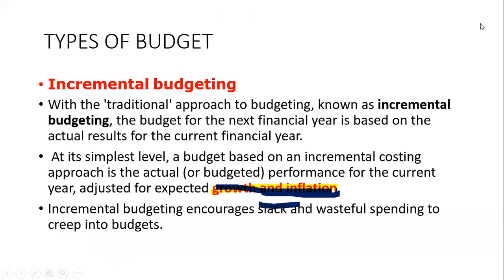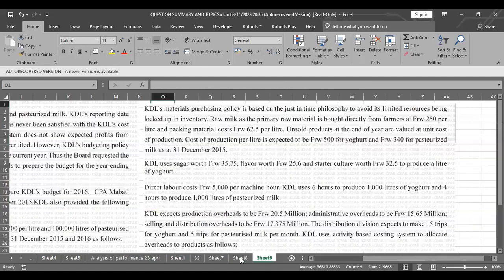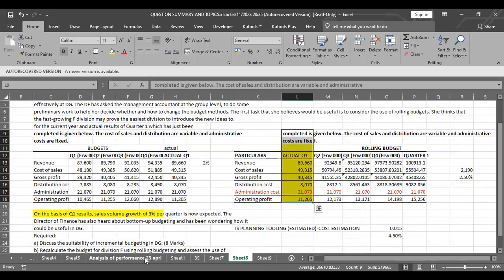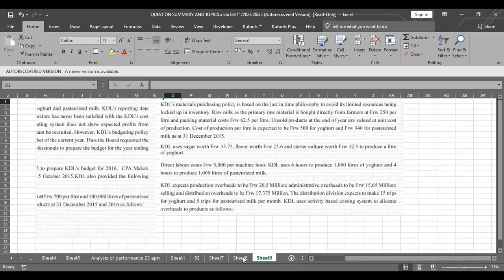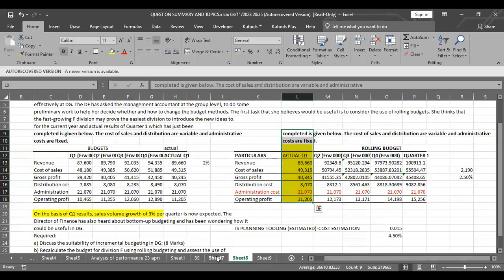Question, sir. Yes. Incremental budgeting and rolling budget. If someone reads their definition or their meaning, they mean the same. What is really the key point of their difference?